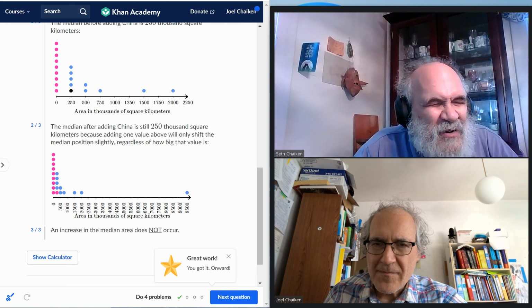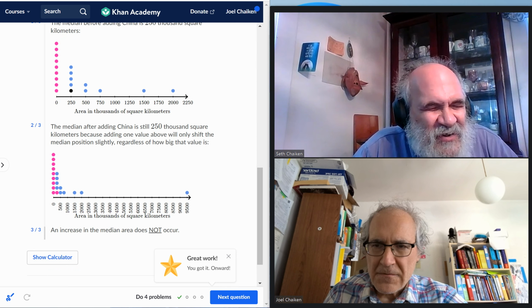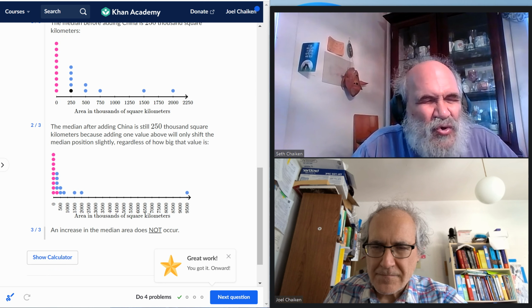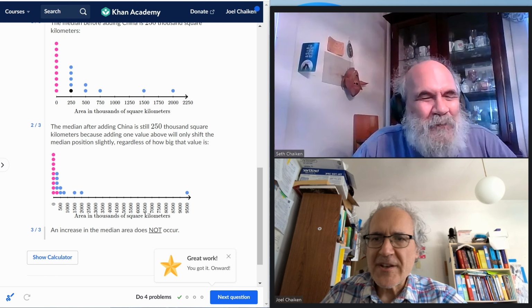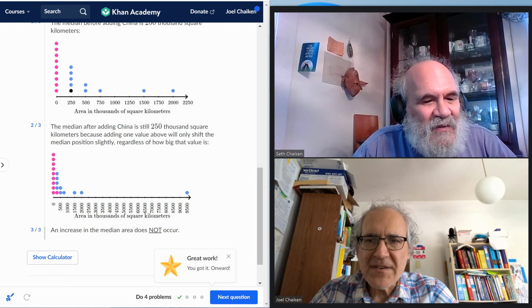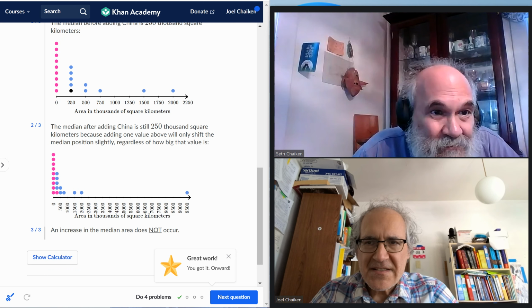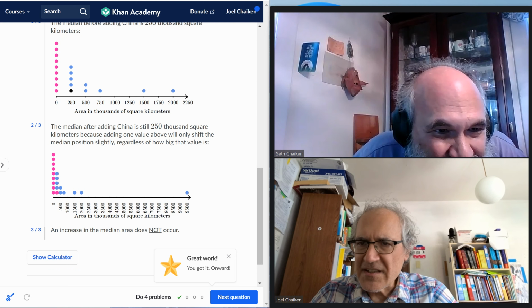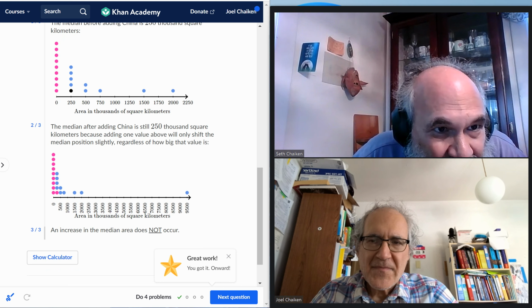Well, it changes the median position. If it changes at all, it will increase it, and how much it increases is independent of how big the new, bigger data point is. Oh, because it's right there. You mean because it's right? Yeah, it's still at the 250. Yeah, got it.